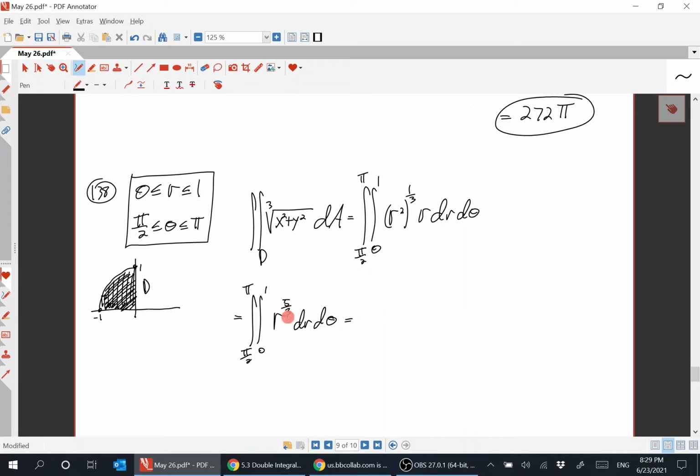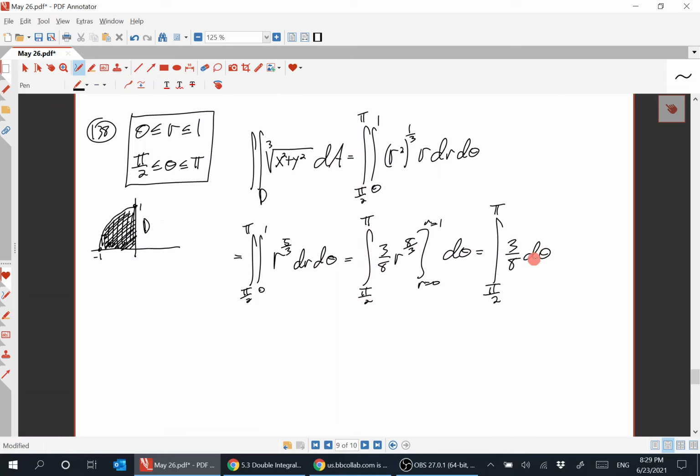So adding 1, it's 8/3. So that is 3/8 r to the 8/3 from r equals 0 to r equals 1 d theta. So the integral from pi over 2 to pi, this just becomes 3/8 d theta. That's a constant. So it's just 3/8 times the difference of these, which is pi over 2. So that's 3 pi over 16.